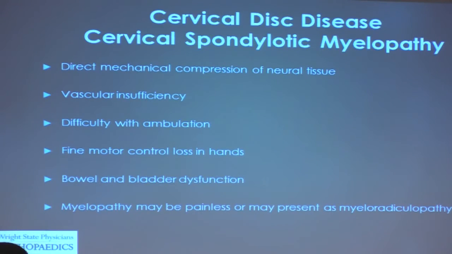So just like I was mentioning, you can have direct mechanical compression. You can also have inadequate blood supply. This typically presents with difficulty with ambulation. One of the issues is handwriting deteriorates, with difficulty with dressing and fine motor function. In the later stages, you can have bowel and bladder dysfunction, but the thing is myelopathy, the stenosis where you have the spinal cord being compressed, may be painless.